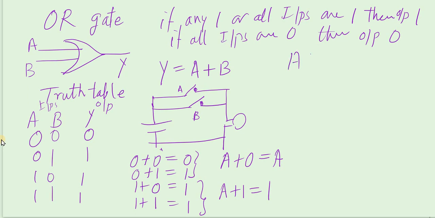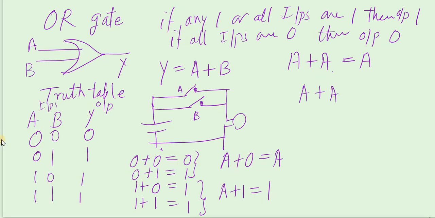Now consider A plus A. If A is 0, then 0 plus 0, the output is 0, so A. If A is 1, then 1 plus 1, the output is 1, again A. So A plus A is A.